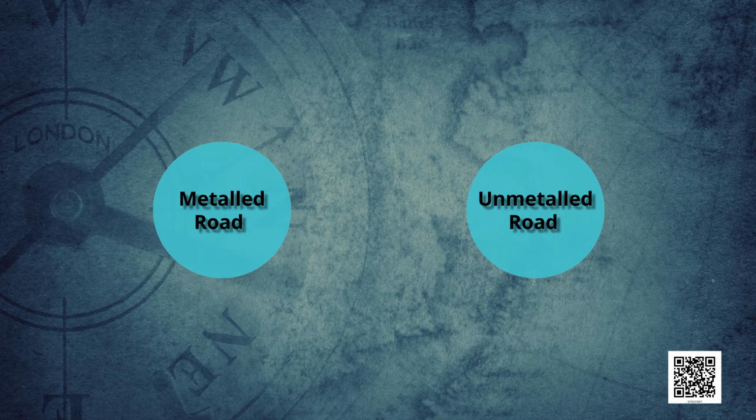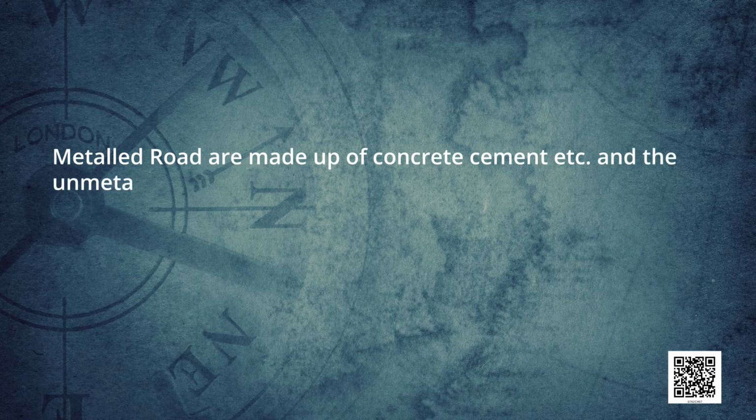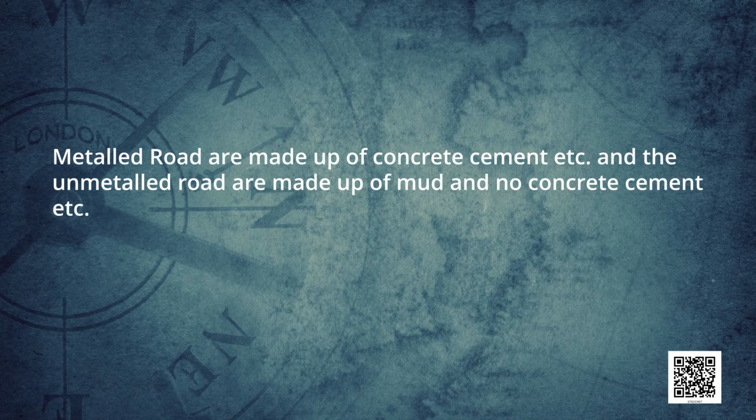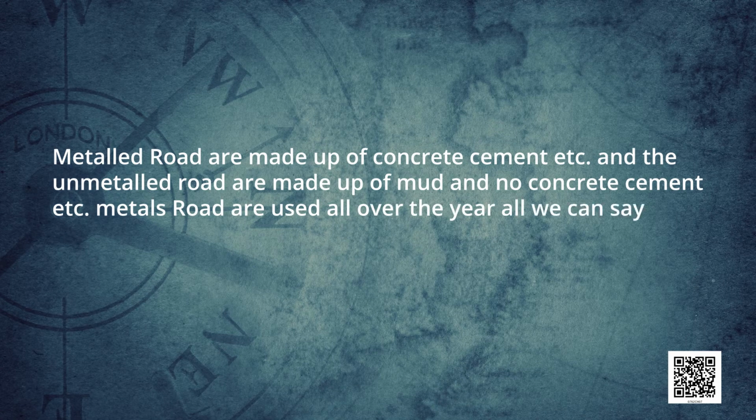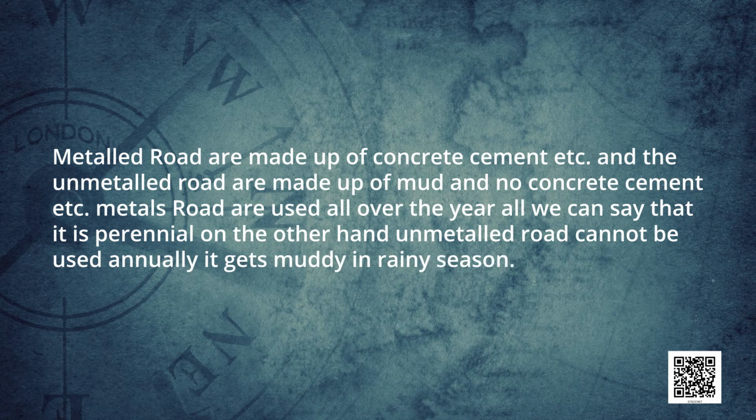We just talked about the metalled road and unmetalled road. So let's try to know what these are. Metalled roads are made up of concrete, cement, etc. And the unmetalled roads are made up of mud and no concrete or cement. Metalled roads are used all over the year. We can say that it is perennial. On the other hand, unmetalled roads cannot be used annually as they get muddy in rainy season.